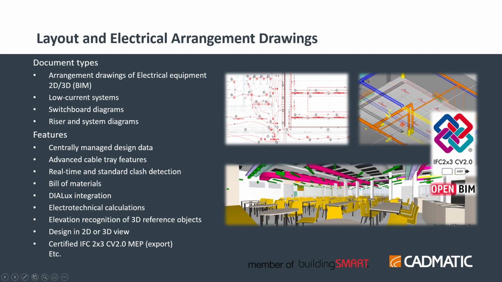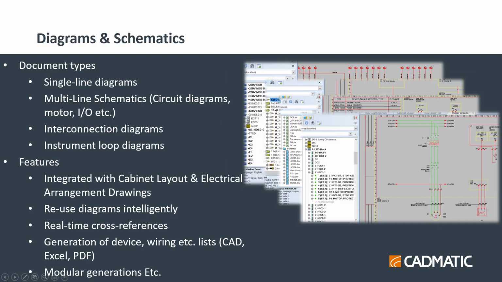Regarding the diagrams and schematics, single line diagrams can be designed, as well as multi-line schematics like circuit diagrams, motor diagrams, IO lists, IO diagrams, interconnection diagrams, instrument loop diagrams. Different kinds of schematics can be designed with Electrical.